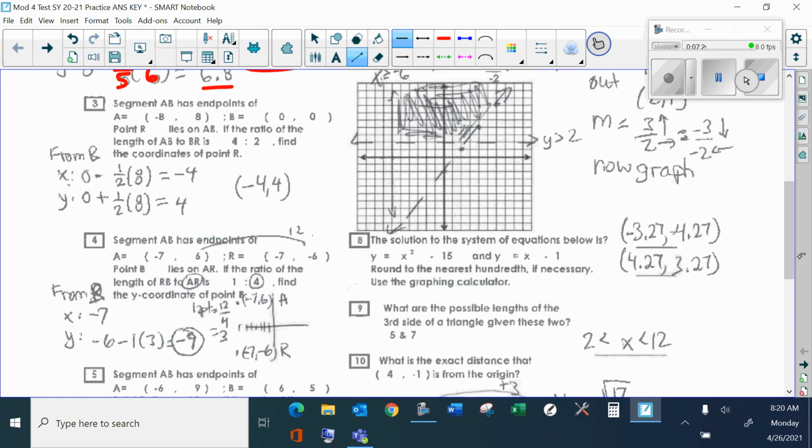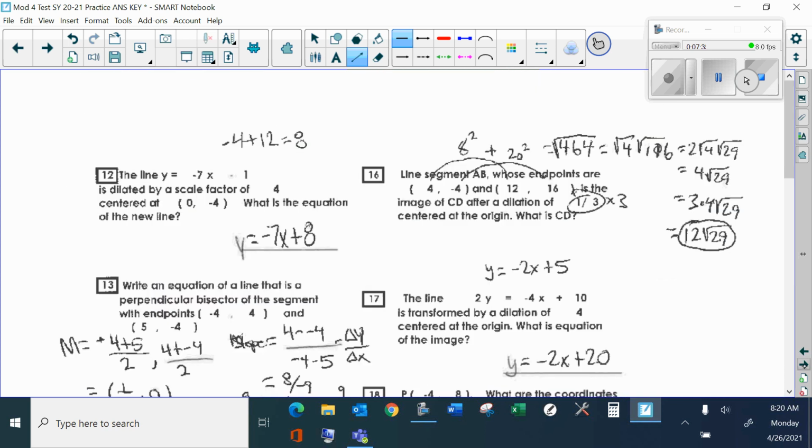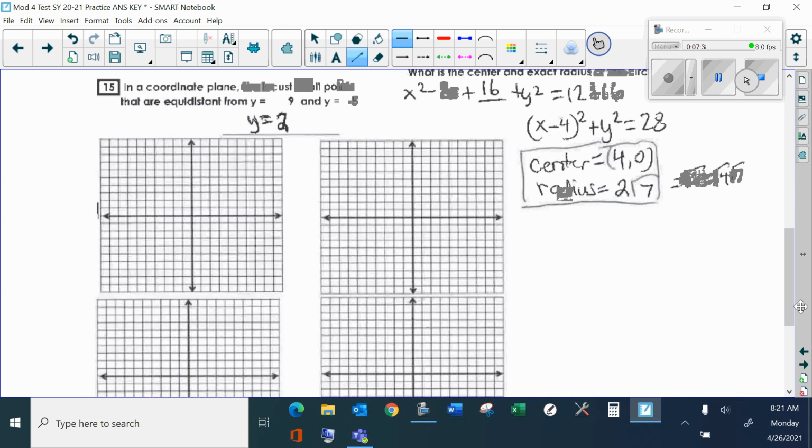It says segment AB has endpoints A and B, negative 8, 8, and 0, 0. We'll go ahead and plot that on the back side here. Negative 8, 8, and 0, 0. Okay, so it's going to hit somewhere along here. Let's move this back up to the correct spot.